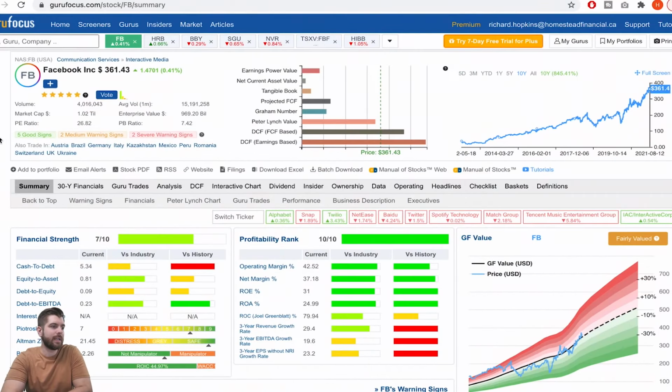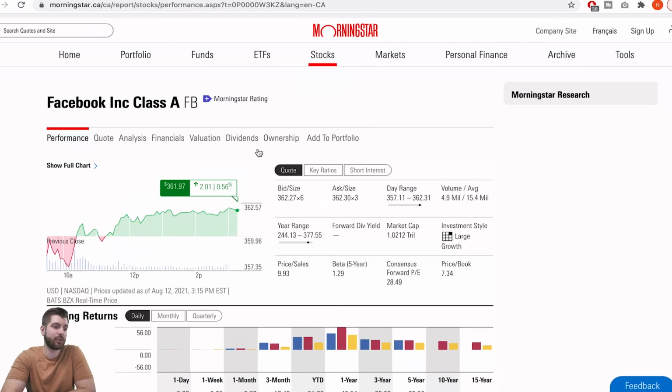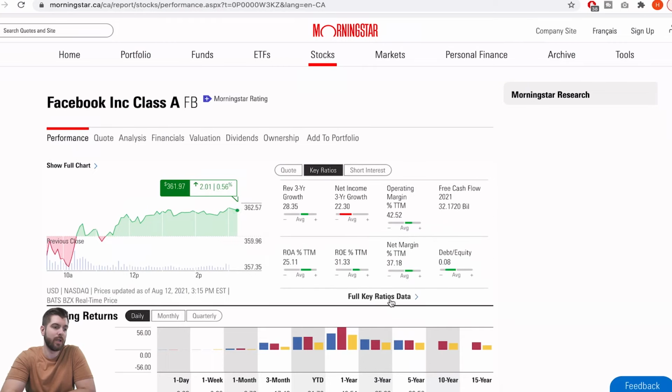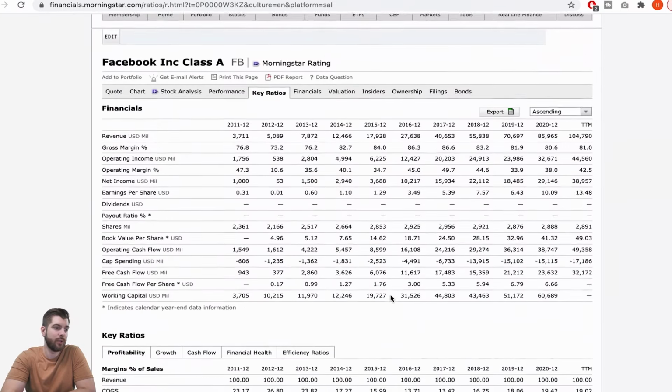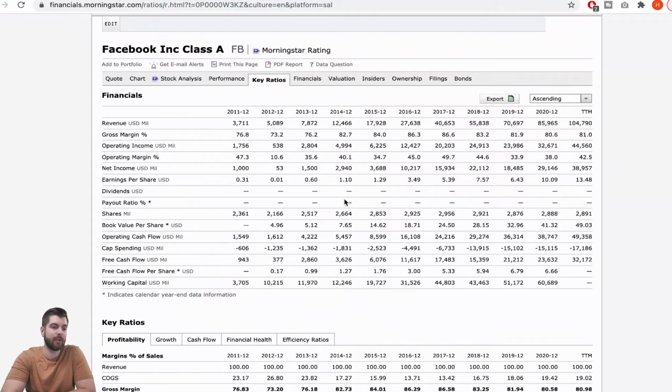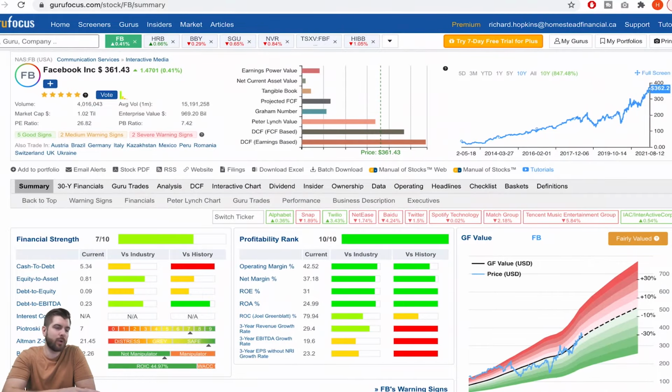Alright, so here I am inside Guru Focus, which is the stock screener that I use, but everything we're going to be looking at here is also going to be available totally free through Morningstar, and I'll show you what that looks like quickly right now. If you go to the key ratios tab, you can pull up basically most of what we're going to be looking at in Guru Focus. But nonetheless, I'll give you a quick little tour.